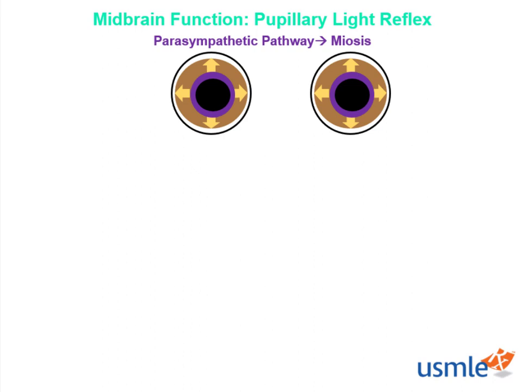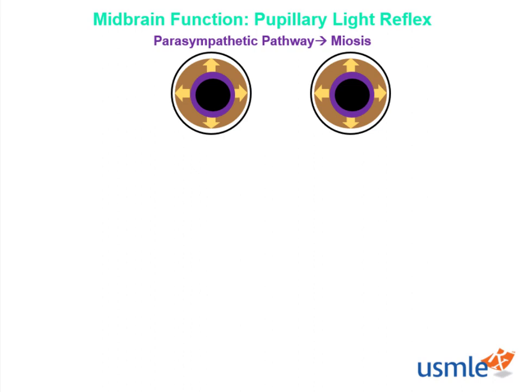With that in mind, this diagram will demonstrate the parasympathetic pathway that causes miosis, or constriction, shrinkage of the pupil. I cover this in more detail in our module on pupillary control, but for our purposes here, know that everything in purple is under parasympathetic control and that pupillary constriction is mediated via the sphincter pupillae, the purple circle around the black pupils.